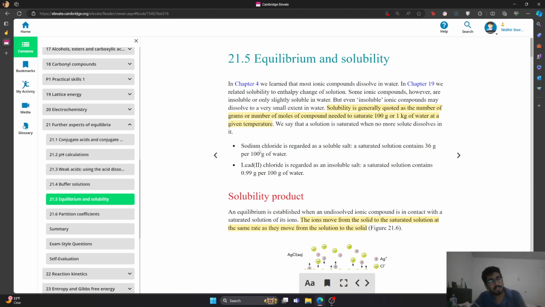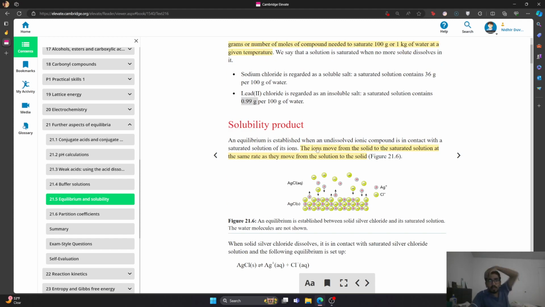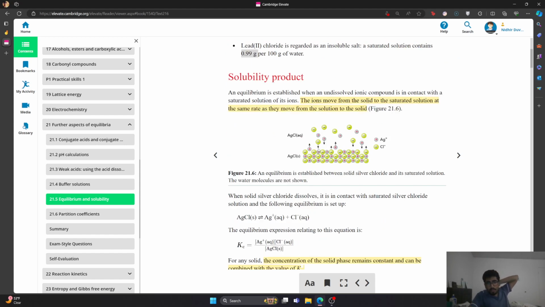So you have numbers for everything. In sodium chloride, which is normal salt, you can dissolve about 36 grams in 100 grams of water. Lead chloride is less soluble. You can only dissolve 1 gram. So solubility can be defined like this. Okay, so solubility product is this thing.